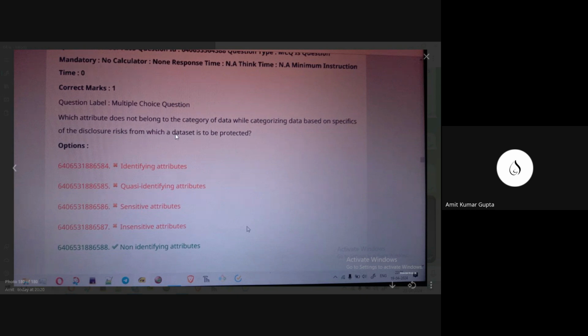Which attribute does not belong to the category of data while categorizing data? So we are categorizing our data, and of course we are going to categorize it into these four attributes based on the specifics of the disclosure risk. Bro, who framed this? Is the formation of the question really correct? I am seriously confused. Yes, I am also thinking the same thing.